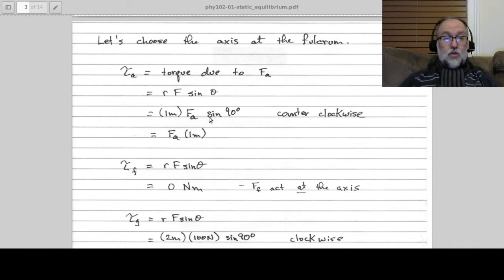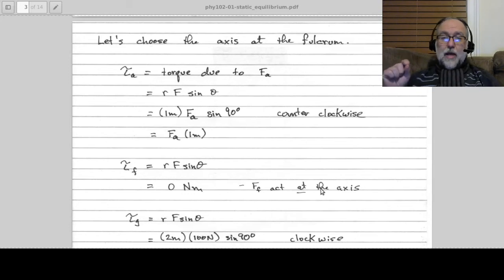Now, what about the torque due to the fulcrum? That one is easy, and that's because R is equal to 0. The fulcrum acts exactly at the axis. If R is equal to 0, the distance from the axis to where the force acts is 0. It's acting right at the axis, and a force that acts at the axis can't turn the object. And so that torque is 0.